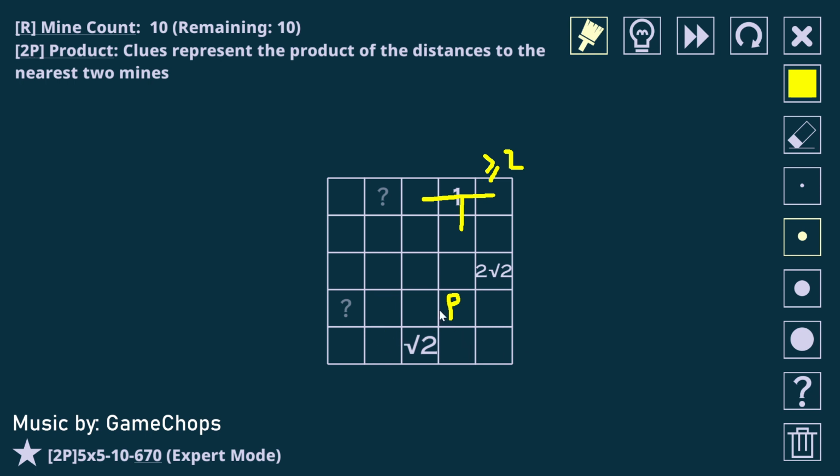But what we do know is that there is exactly one mine here. I think. I think. And then this one here, there's at least one. So I guess we'll mark that down as well.